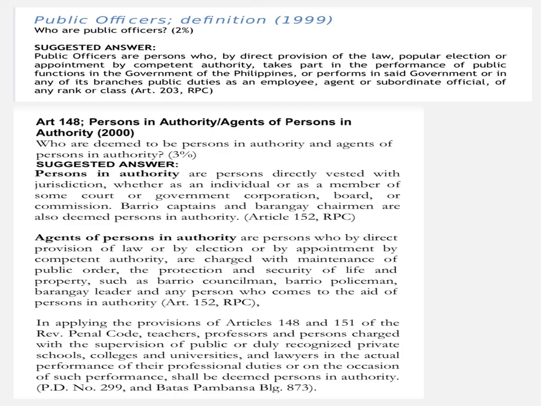Okay, so the reason why I am really explaining to you the definition of public officers and the definition of persons in authority and agents of persons in authority is because tinatanong siya sa bar exams. So here you have a 1999 bar examination question where it was asked, although it is only 2%, pero again, napaka-laking kasalanan yan. Mortal sin if you cannot answer or you do not know the definition of the public officers. And one year apart, year 2000, ayaw din magpahuli, tinanong din the definition of persons in authority. Again, it is only 3%.